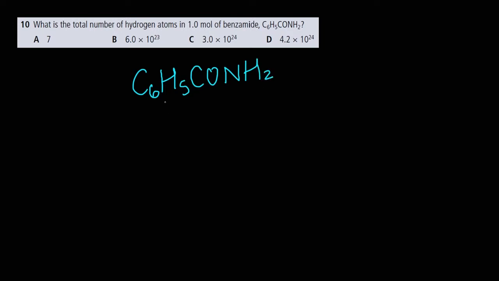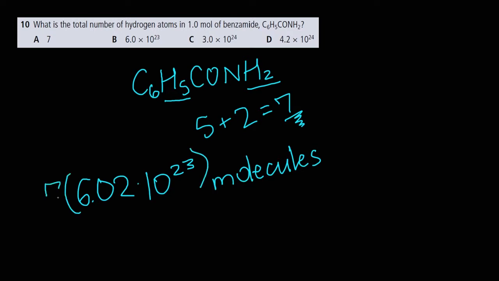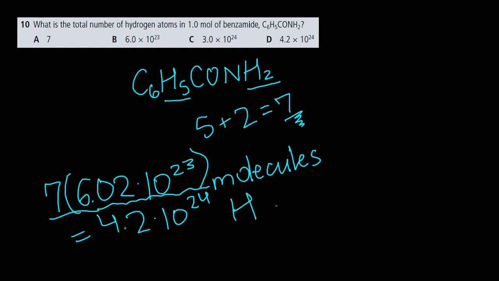Now since it's asking us about the hydrogen atoms, let's focus in on those. So we have 5 plus 2 hydrogen atoms, which means we have 7 hydrogen atoms per molecule of benzamide. And since there are 6.02 times 10 to the 23 molecules in a mole of benzamide, in each of those there's going to be 7 hydrogen atoms. So if we evaluate that expression, we'll get 4.2 times 10 to the 24th hydrogen atoms per mole, which is D.